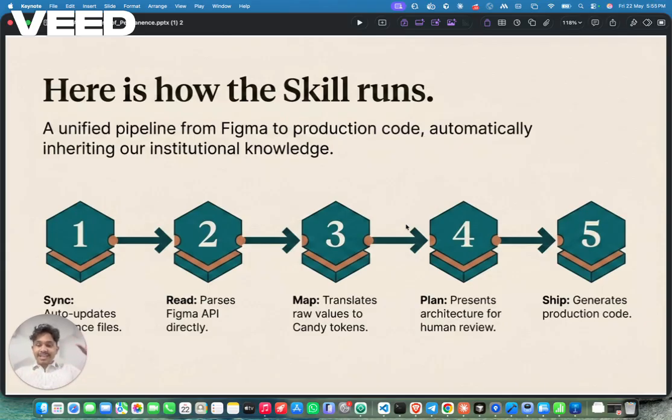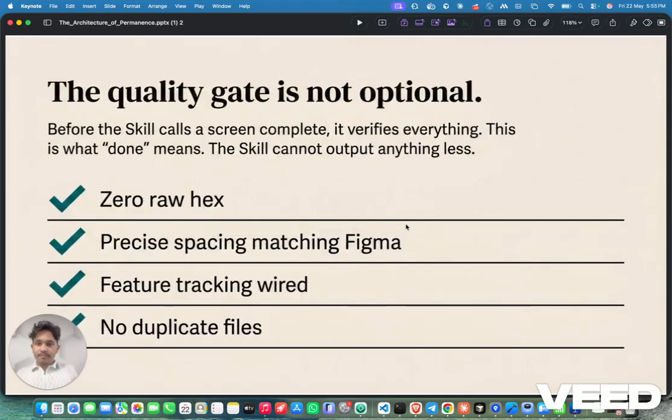Finally, there is an architecture review which also makes sure the code is of good quality, and in any case if this fails, the entire loop will run again, it will generate the architecture review and ship production ready code. This is all done using a single command, and no prompt is required for it. Again, the quality is not at all optional here. We have added multiple checks, multiple validations, a lot of guardrails so that the code is of good quality. At the same time, the design also matches accurately with Figma.